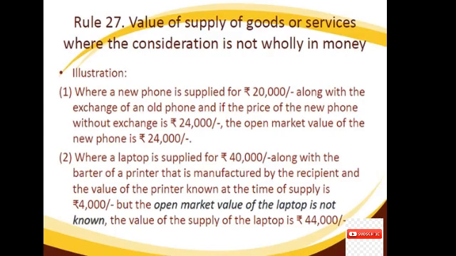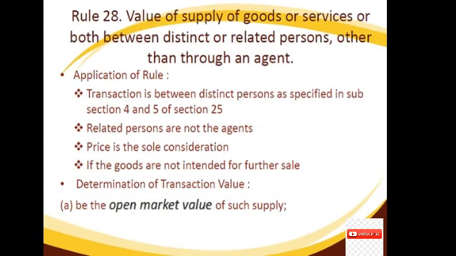All right. Now moving to our next situation, which is value of supply between distinct and related persons. Now what does related persons mean? Related persons means that you are members of the same family, or if it is a company, then it is again the holding company and subsidiary company, so they become the related persons. And what is a distinct person?